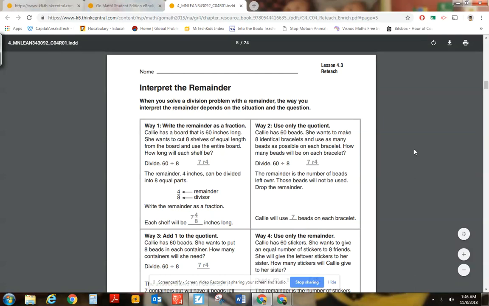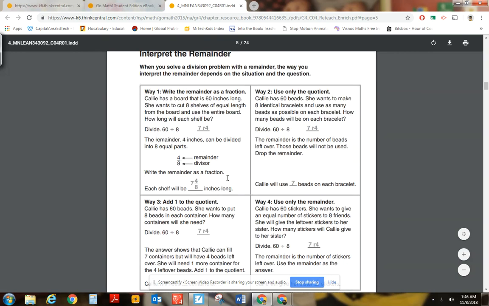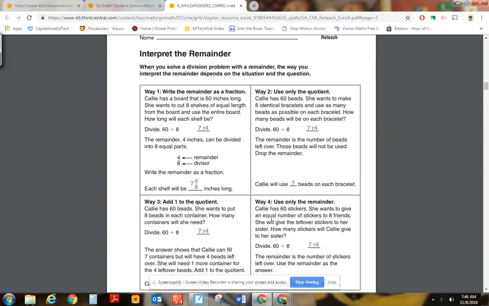We're going to be doing 4th grade Go Math, lesson 4.3 here, and this lesson really focuses on interpreting the remainder, so understanding what that remainder means. And we did this in 4.2 where we were solving division problems that had something left over, and that's the remainder. So as we look at this, there's 4 different ways to look at the remainder.